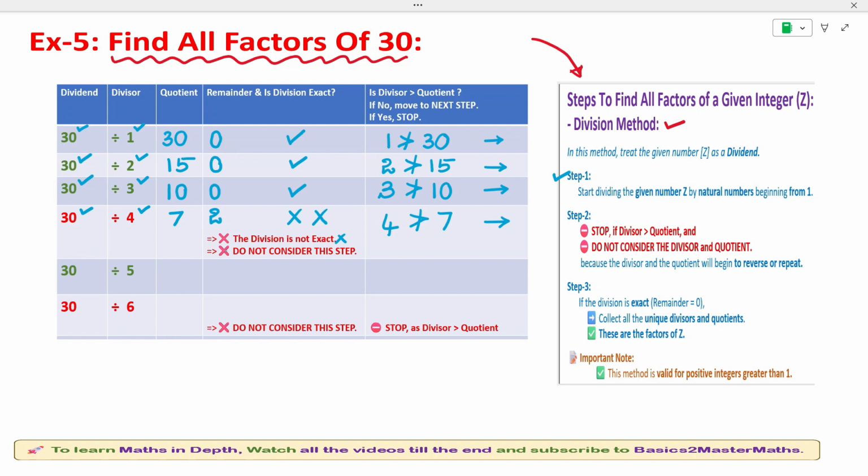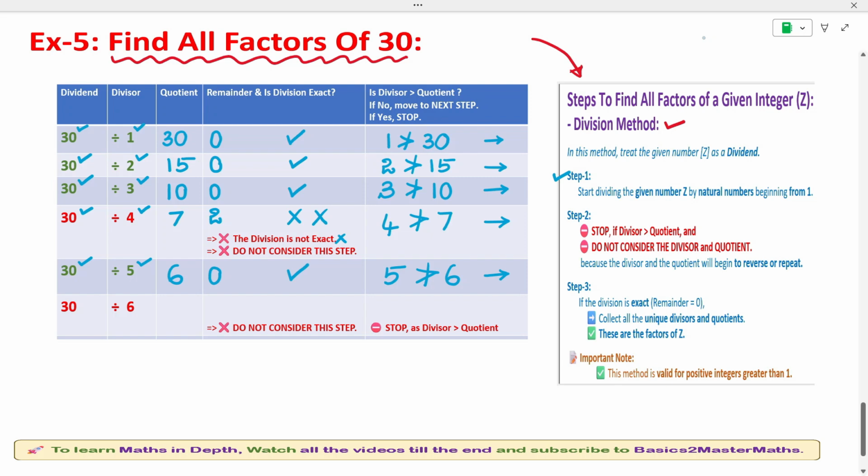When we divide 30 by 5, we get 6 as the quotient and 0 as the remainder. So, this division is exact. In this case, the divisor 5 is not greater than the quotient 6. So, move to the next step.